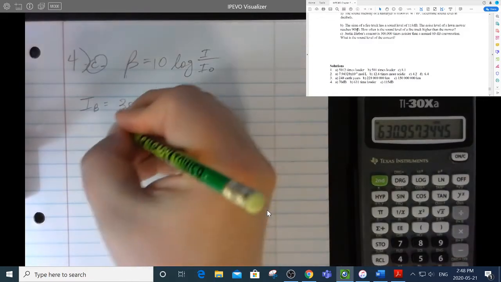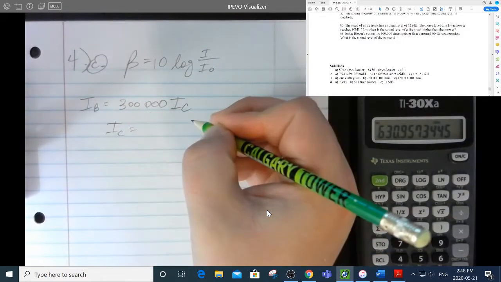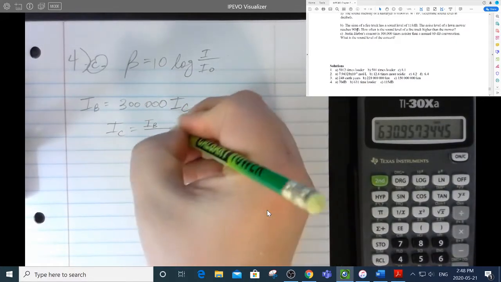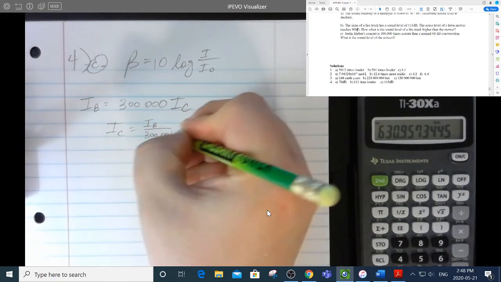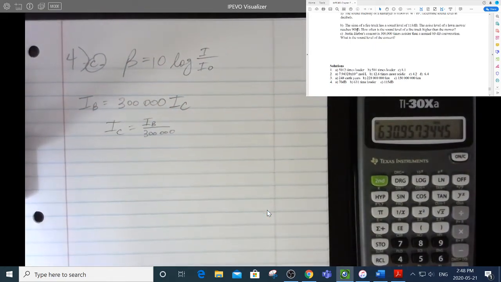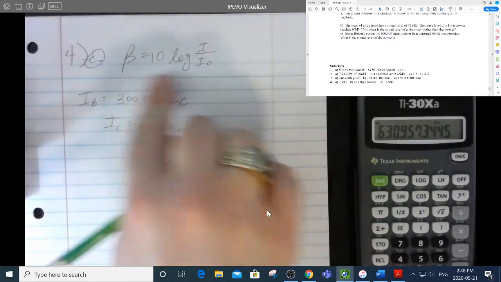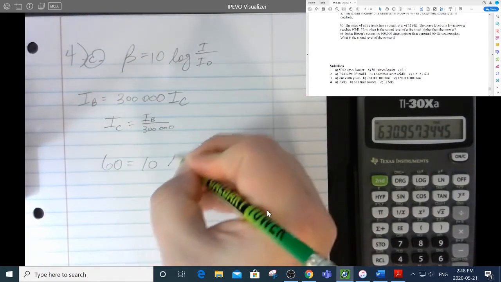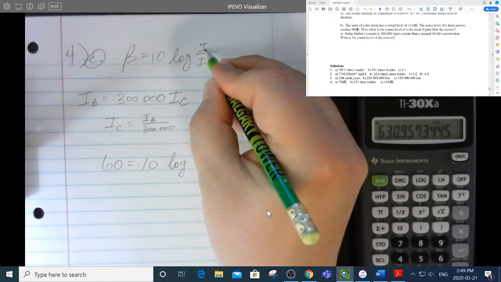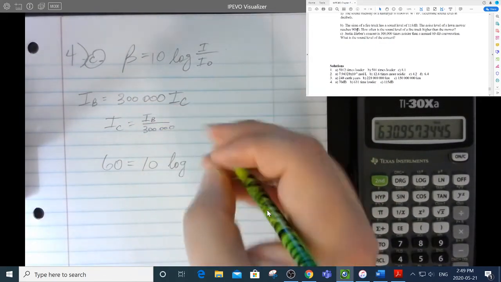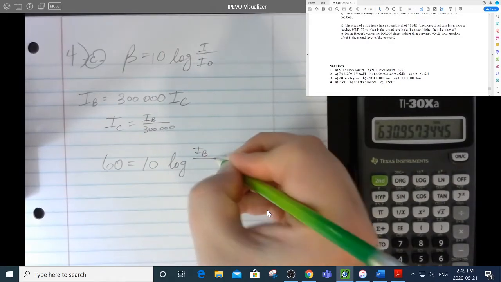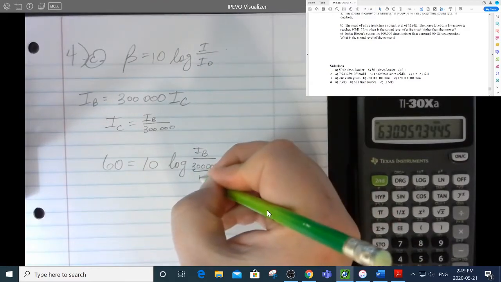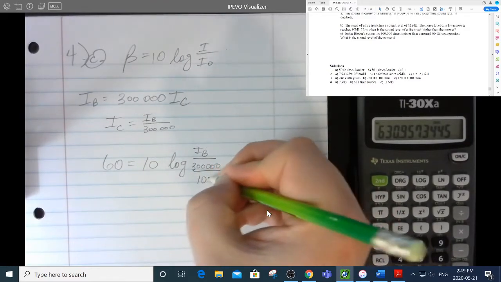So I can say that the I of a conversation, doing a cross multiplication, dividing both sides by 300,000, is the Bieber concert divided by 300,000. And I'm just going to plug that in to what I know. I know that in the equation for a conversation, this B is 60. And instead of I for the conversation, I'll plug in the I of the Bieber concert over 300,000, now divided by I naught, which again is 10 to the negative 12.